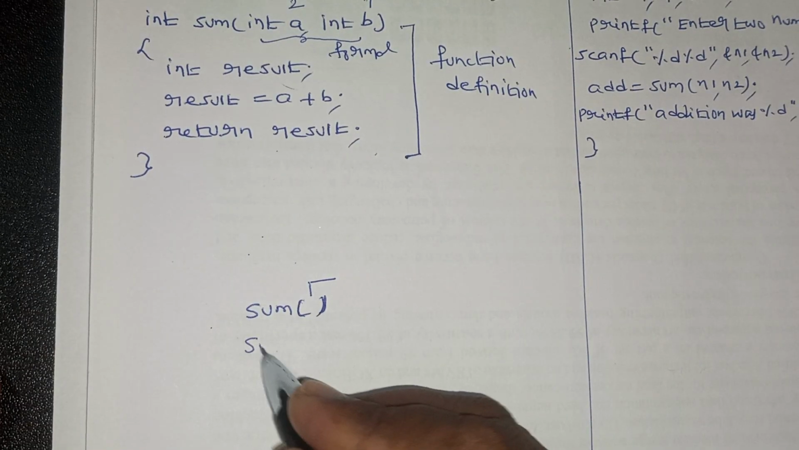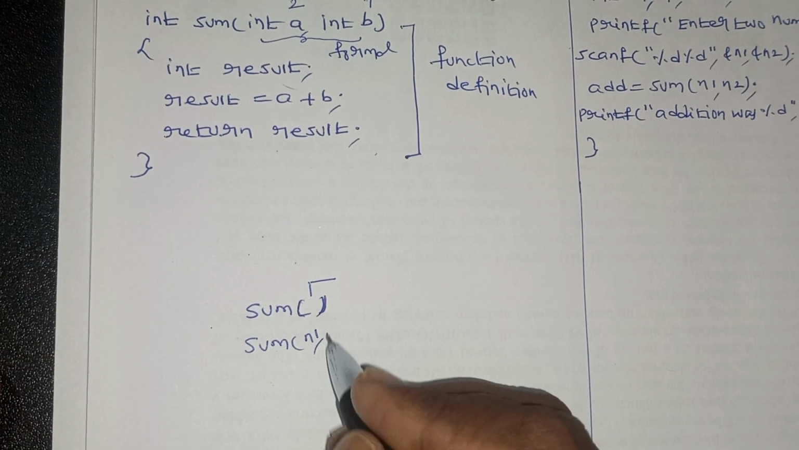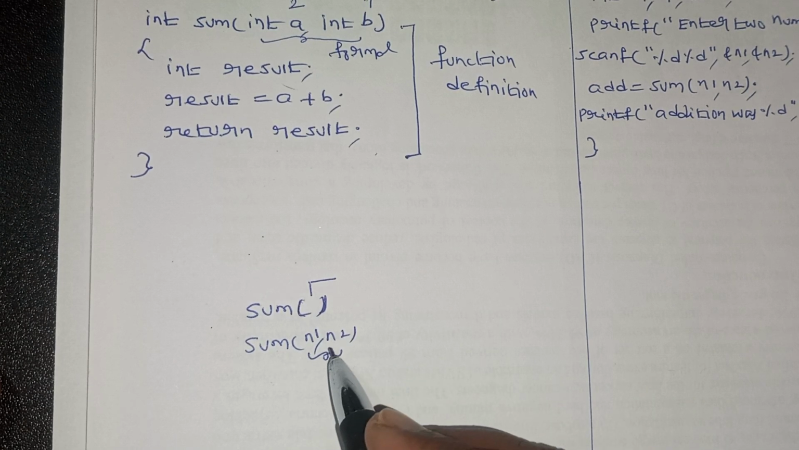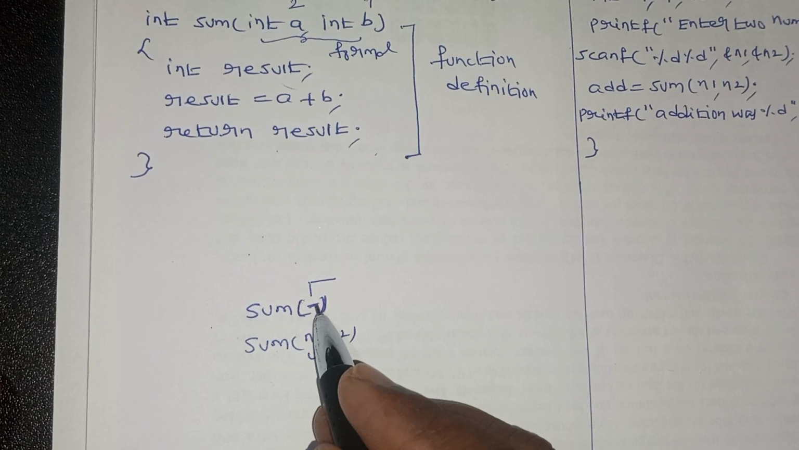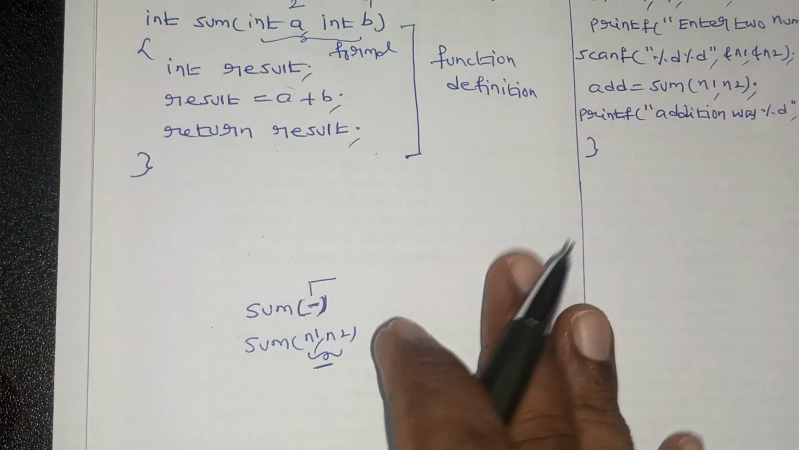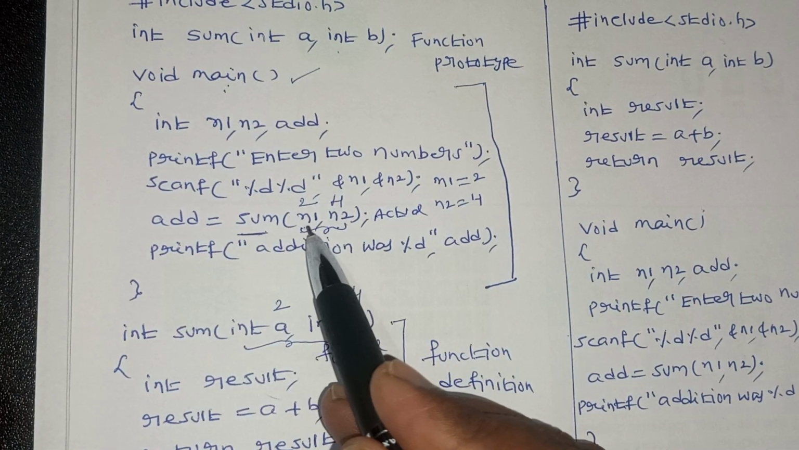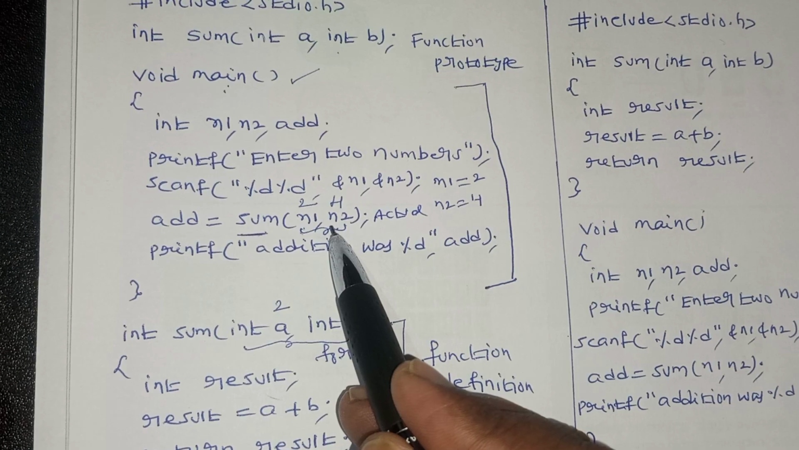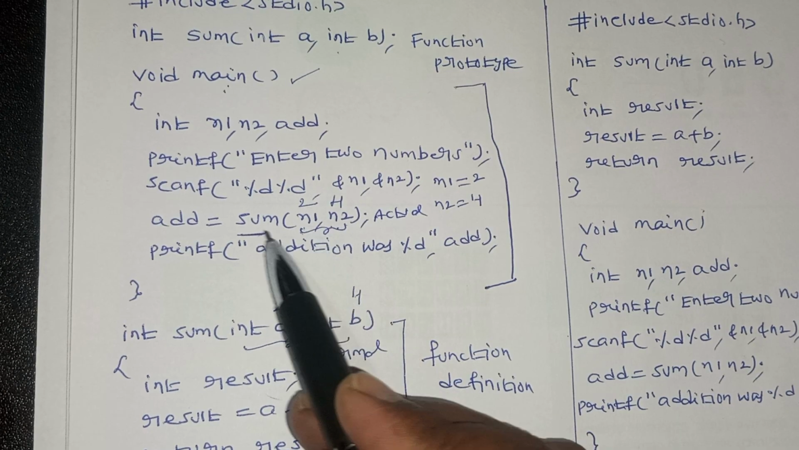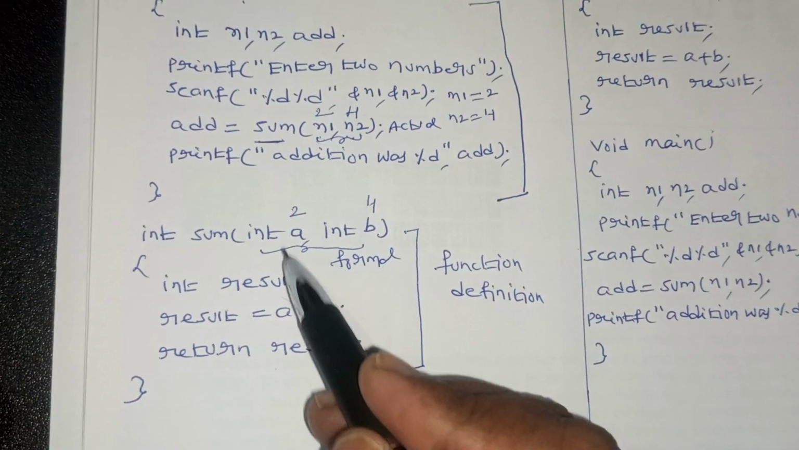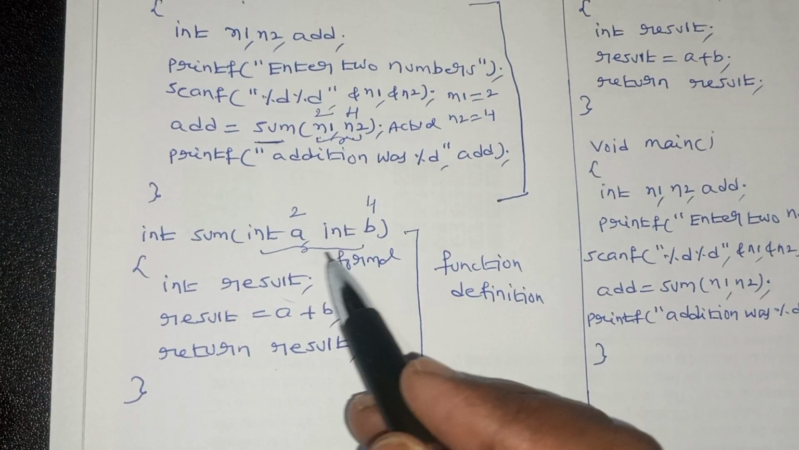If I take sum n1 comma n2, these are called arguments. Within the braces, whatever variables or values you are passing, generally I am telling these are called arguments. Here I don't have any arguments. Here I have arguments. Again, what type of arguments? If you see in the main function, I am passing n1 comma n2 for the user defined function sum. What are the n1 comma n2? Actual arguments. These are called formal parameters or formal arguments.